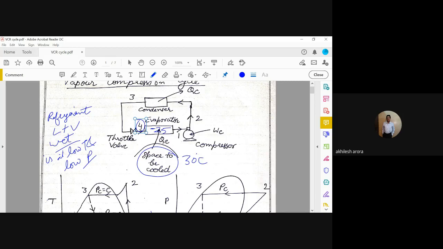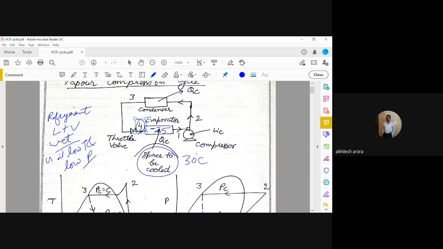Now consider a situation. I just told you that the temperature in the evaporator of a refrigerator is minus 25 degrees Celsius. Can I throw this heat which has been added to the refrigerant to the surroundings? Give me the answer.